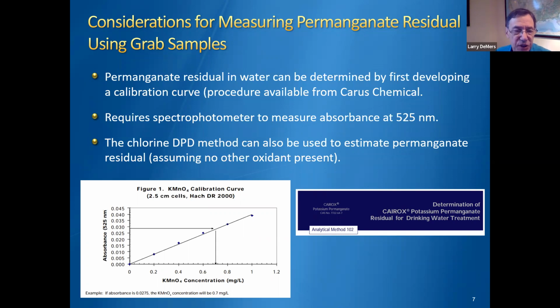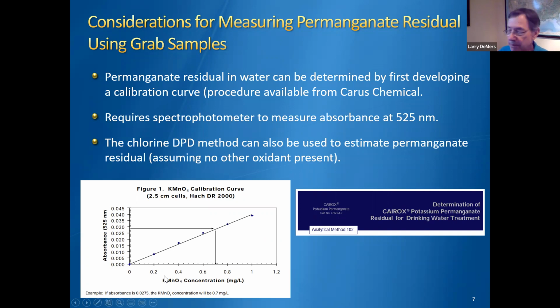It basically shows where they developed a calibration curve with different concentrations from a stock solution of known concentration of permanganate in the water. They used a spectrophotometer set at an absorbance of 525 nanometers. So they can develop a relationship just by reading absorbance, and you can get a pretty good idea of what that residual is in the water.